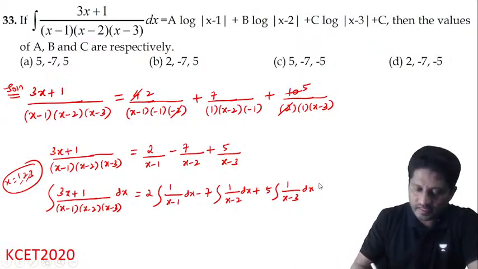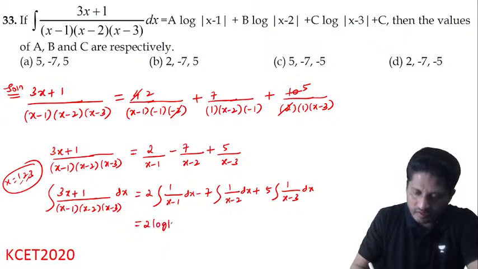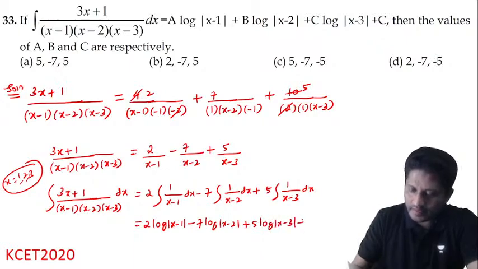Right, now let us integrate this. 2 times integration of 1 by x is log x. You will get 2 log of (x minus 1) minus 7 times log of (x minus 2), plus 5 times log of (x minus 3). Okay, and then plus c.